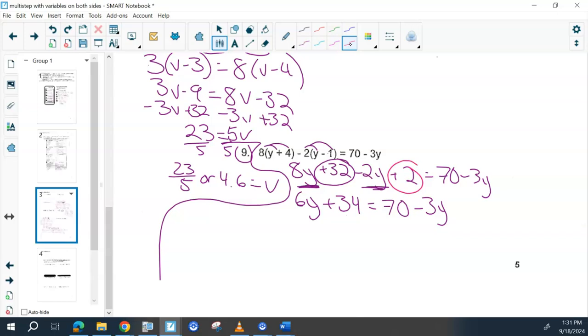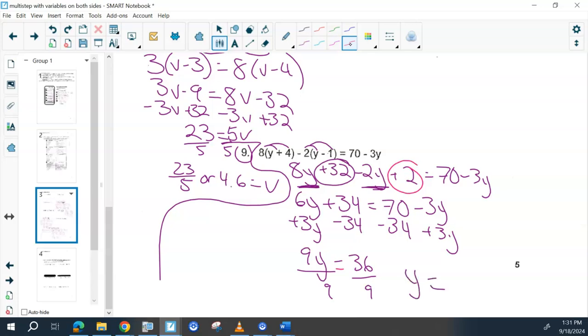What do we want to move? Pick something. 34. Okay. If I get rid of 34 by subtracting, I'm going to get rid of 3y by adding. So that we get 9y equals 36, and divide both sides by 9. So that y equals what number? 4.